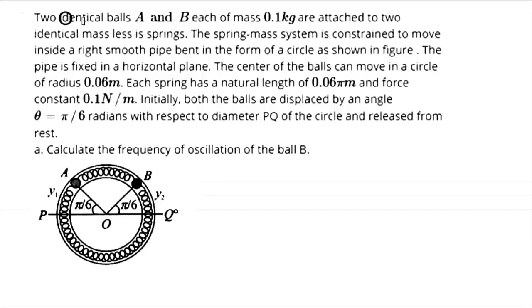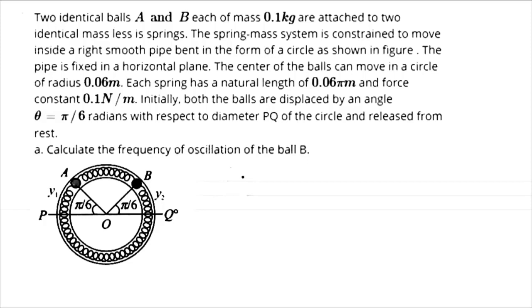In this question, two identical balls A and B, each of mass 0.1 kg, are attached to two identical massless springs. The spring mass system is constrained to move inside a smooth pipe bent in the form of a circle, as shown in the figure. The pipe is fixed in a horizontal plane. The center of the ball can move in a circle of radius 0.06 meter. Each spring has natural length 0.06 pi meter and force constant 0.1 Newton per meter. Initially, both balls are displaced by an angle of theta equal to pi by 6 radian with respect to the diameter PQ of the circle and released from rest. Then we have to calculate the frequency of the oscillation of the ball B.